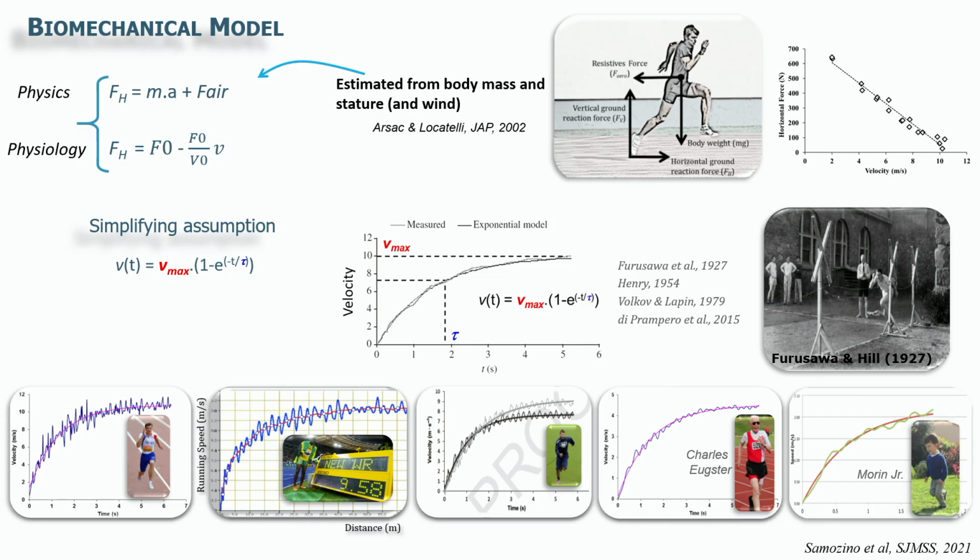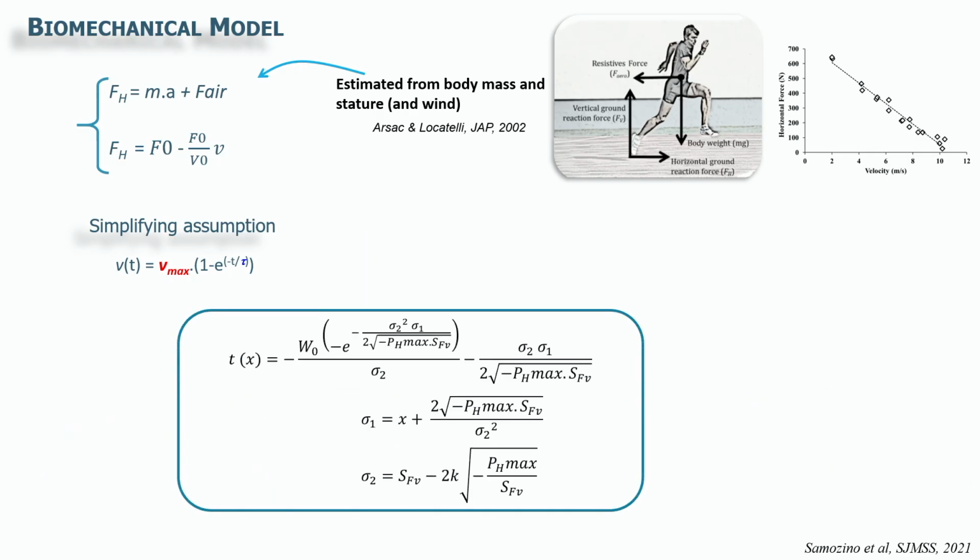And if you combine all these equations, and after some developments, you arrive at this equation. Don't be afraid. Here you have the performance. It is the time you need to cover a distance x. So it's the performance. When you need to cover 20 meters, it's the time you need to cover 20 meters. And this performance depends on 3 parameters.